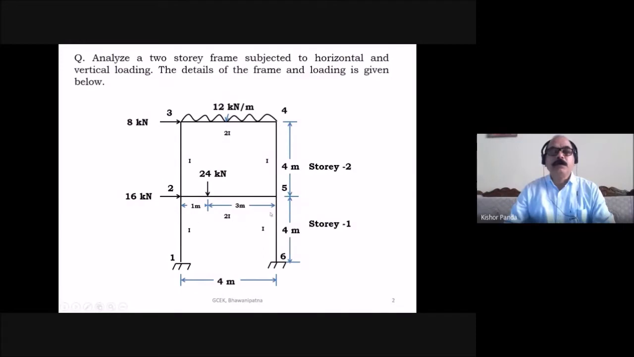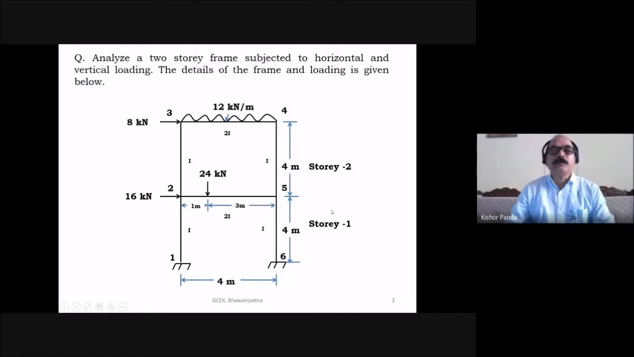And the horizontal span length is 4 meter, the first story height is 4 meter and the second story height is 4 meter. And the moment of inertia given for 1-2 and 5-6 is I, for 2-3 and 4-5 is I, and for 3-4 and 2-5 it is 2I. So here this is the two-storied frame. Here the sway of the frame takes place due to both vertical and horizontal loading.